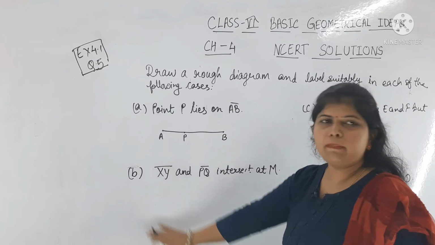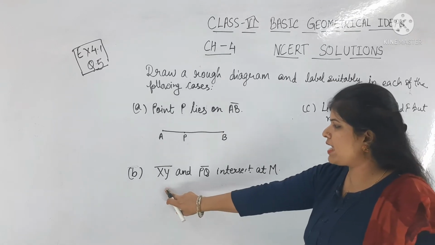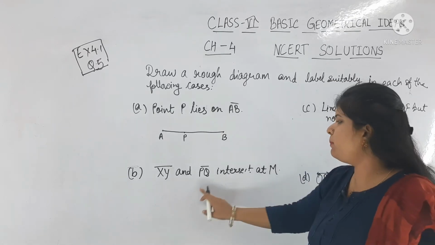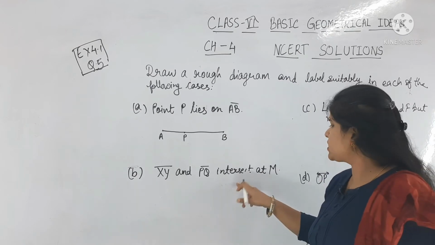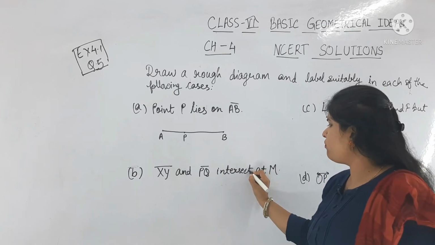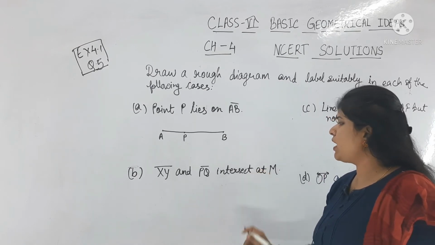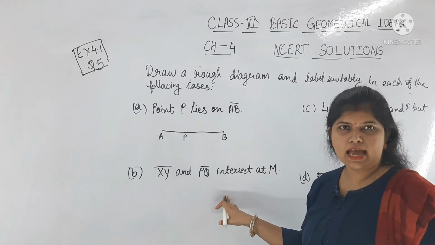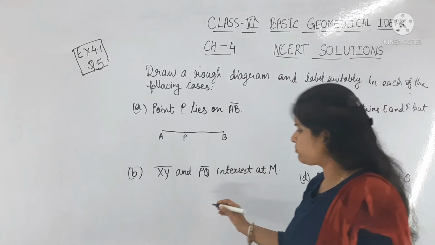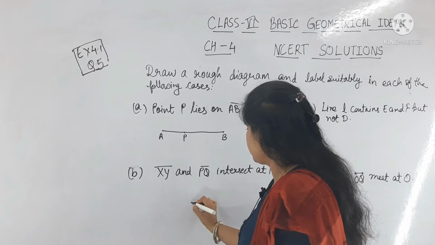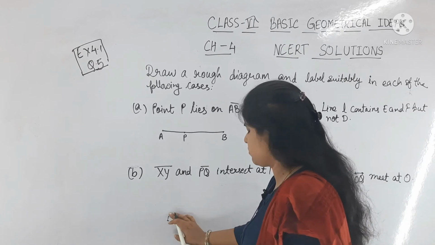Now come to the B part. Here it is written that line segment XY and line segment PQ intersect at M. So we have to make intersecting lines, intersecting at M.